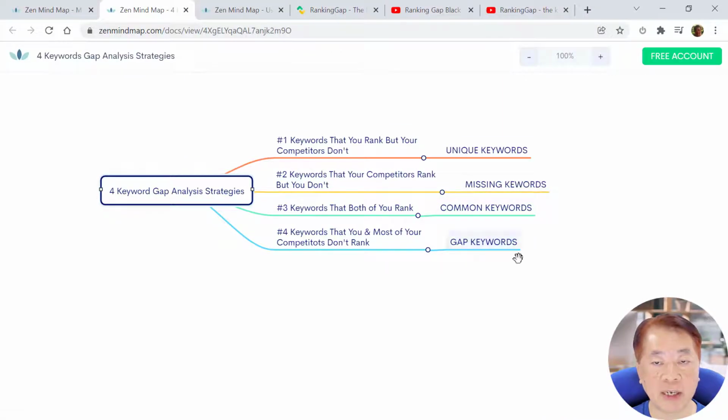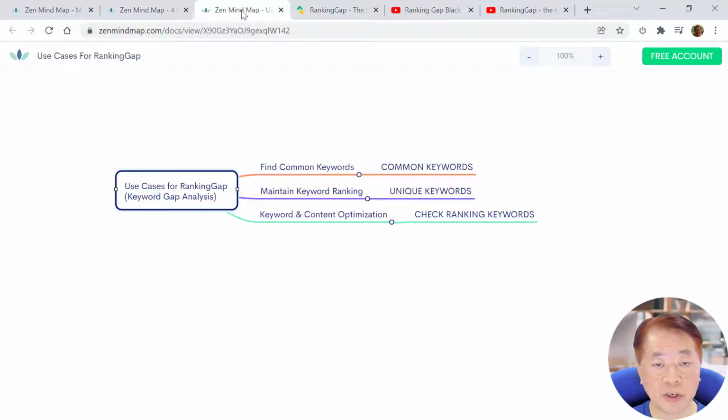Let me go through our agenda. Today we are going to talk about case studies, use cases. We have three use cases, and we go into a little more detail on each. The first one is to find common keywords. The second one is how to maintain your keyword ranking, if you have a keyword that is ranking in Google. And the third use case is how to optimize your keyword and also optimize your content in order to rank higher. So without further ado, let me go into the recording first.